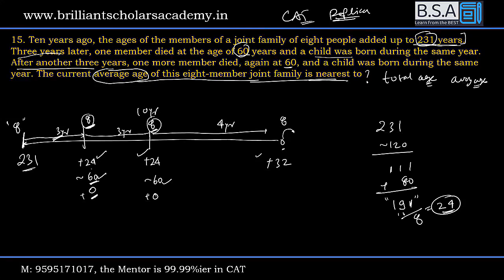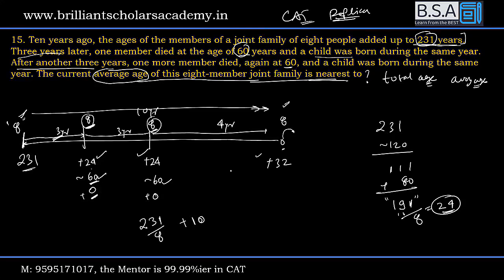See, there is one more way in which you and I can approach this problem. At any point of time, the total number of members is always 8. Listen to the language very carefully. Whatever the average is right now, 231 upon 8, it is supposed to increase by 10, because 10 years have passed.